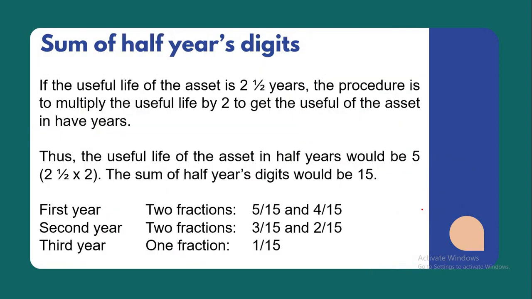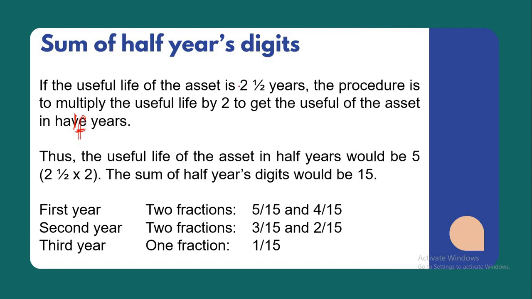Okay? So next, how about the sum of half years digits? Say for example, it is 2.5 years, or 3.5 years, so there are half years. How do we compute the SYD? Should we do 1 plus 2 plus 0.5? Or is there any other way to compute the sum of half years digits? Now, if the useful life of the asset is 2.5 years, the procedure is to multiply the useful life by 2 to get the useful life of the asset in half years.